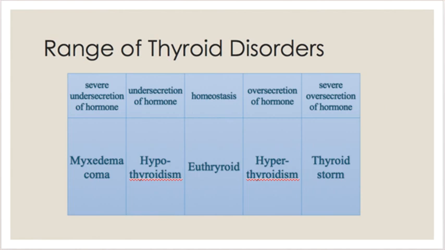And finally, this last slide is just to provide perspective on the spectrum of the disorders related to the thyroid gland. So you've got your severe undersecretion causing myxedema coma, and then undersecretion, hypothyroidism, homeostasis or normal function is euthyroid, oversecretion, hyperthyroidism, and severe oversecretion, you see a thyroid storm.